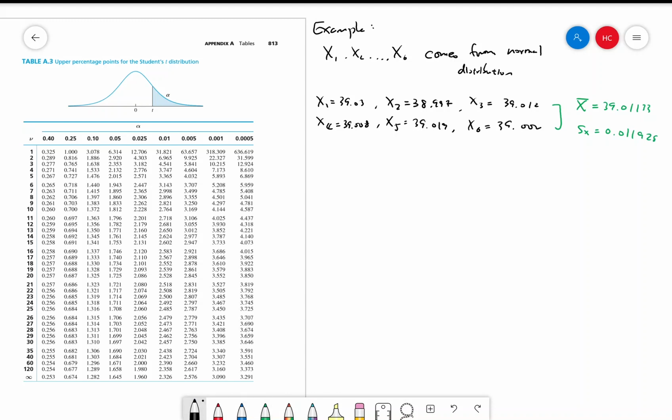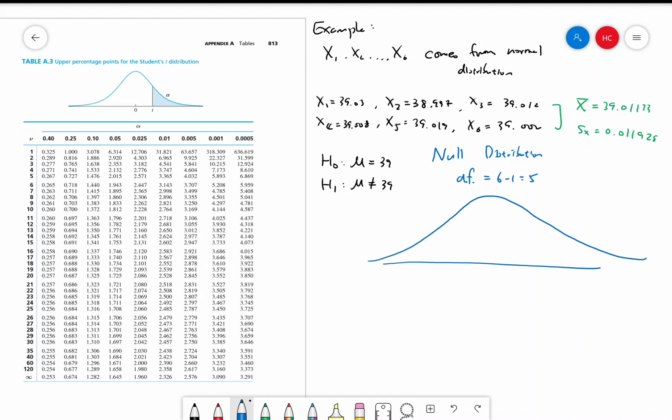Alright, so we can form a hypothesis test. So the null hypothesis is that the population mean is equal to 39, and the alternate hypothesis is mu is not equal to 39. So we can draw our null distribution. The sample size is still 6, so the degree of freedom is 6 minus 1, which is 5. So the mean is 39, and the sample mean is 39.01133.